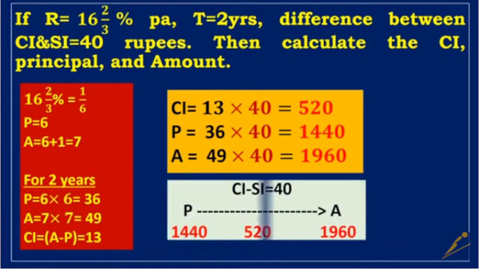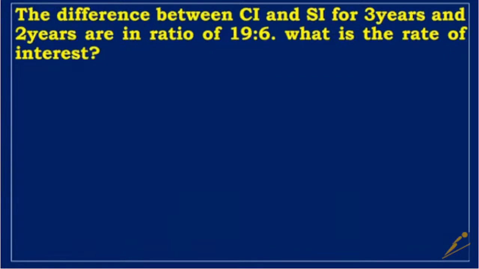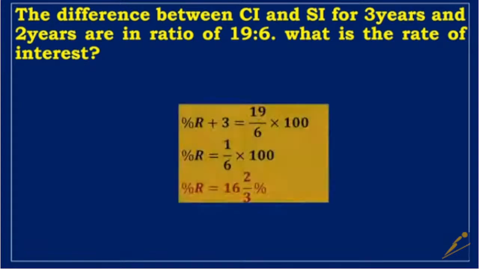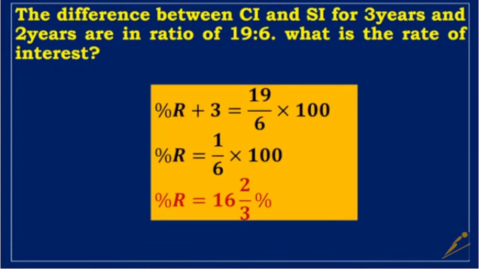Next example, the difference between compound interest and SI for 3 years and 2 years is in the ratio of 19:6. What is the rate of interest? We can solve this problem using the shortcut trick. The interest rate plus 3 equals 19 by 6 into 100. To simplify this equation, the rate of interest should be 16 2/3%.